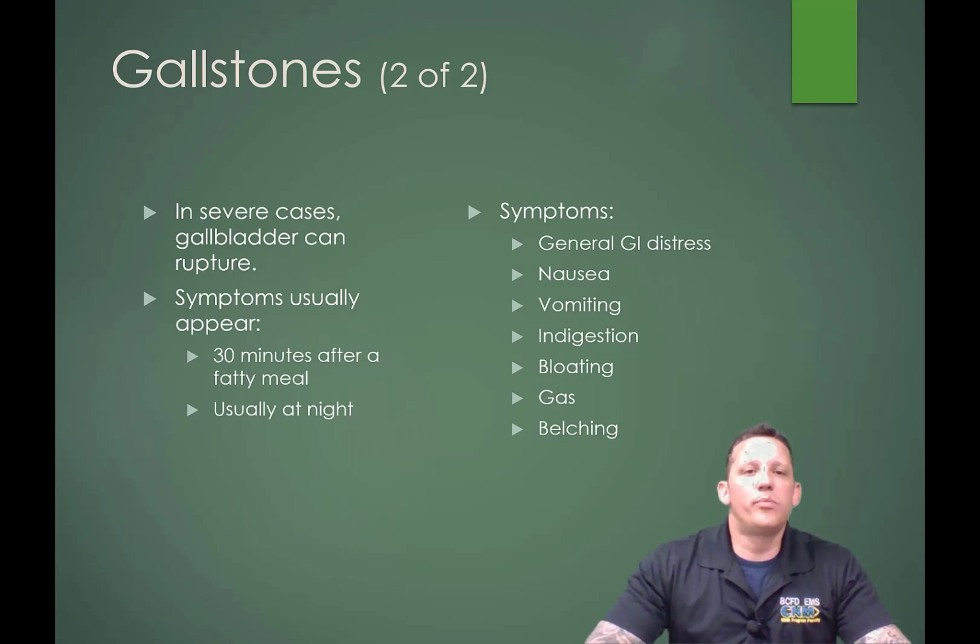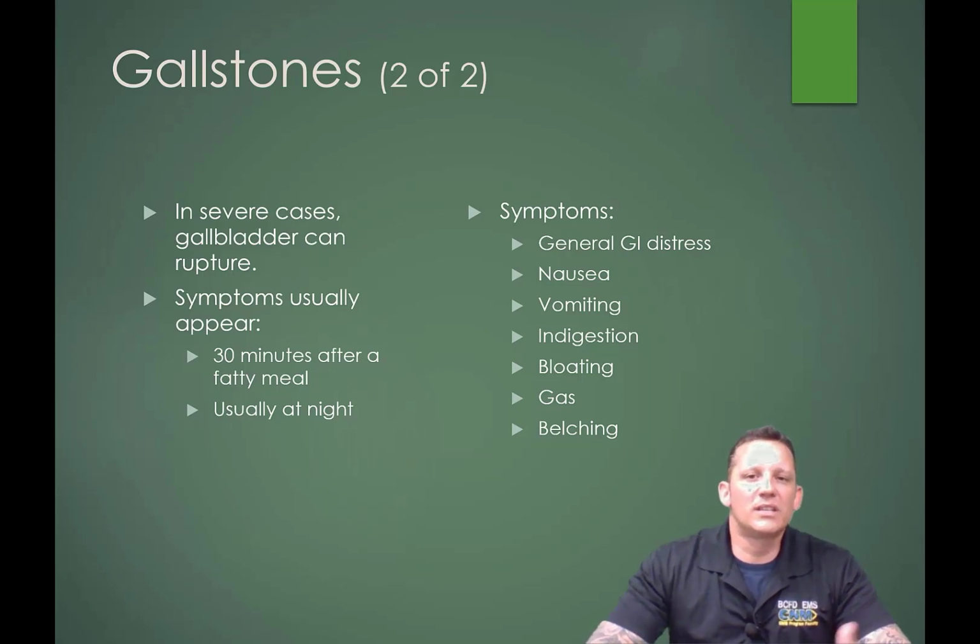When somebody has some kind of gallbladder disease process, the symptoms usually come right after a fatty meal, within the first 30 minutes. They tend to happen at night, and they'll have general GI distress where they're feeling nauseous. They'll have some vomiting, indigestion, some bloating, and some gas and belching.